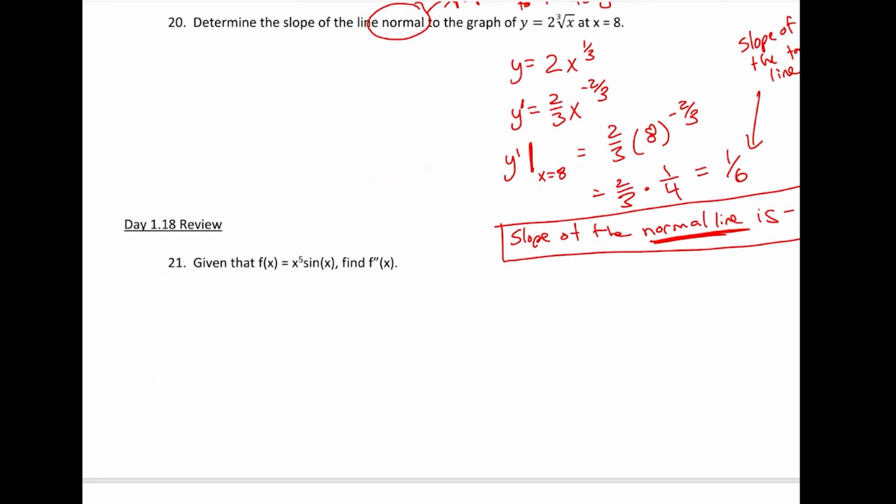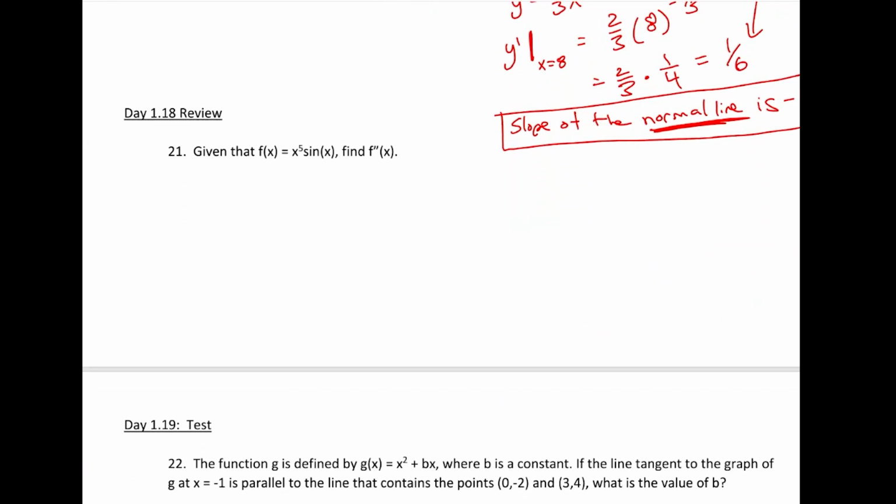Number 21. Given that f is x to the 5th times sine x, find the second derivative. So we're going to do some serious differentiation here. You can see we're going to have to use product rule, at least for that first derivative, and then we'll kind of see how it plays out after that. So let's first find the first derivative, f prime.